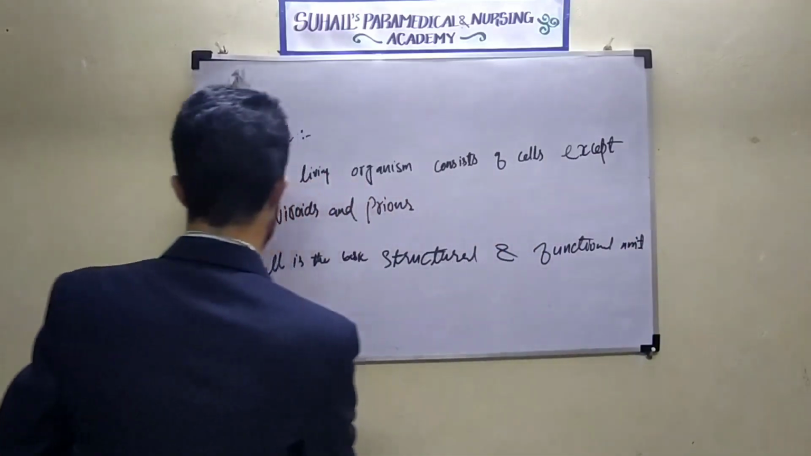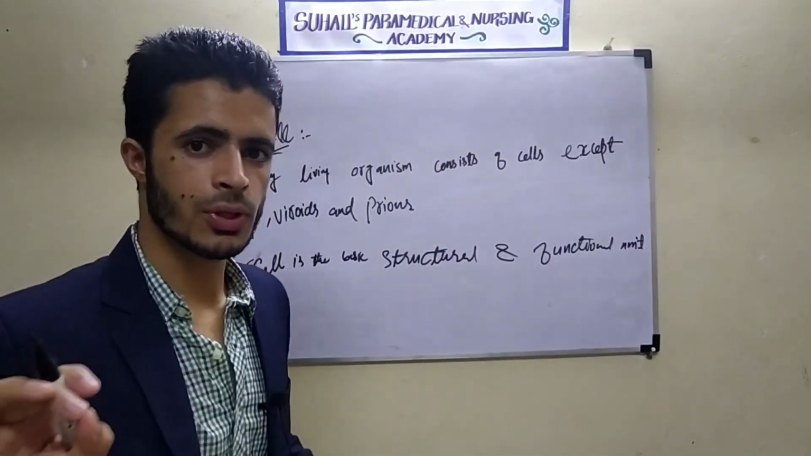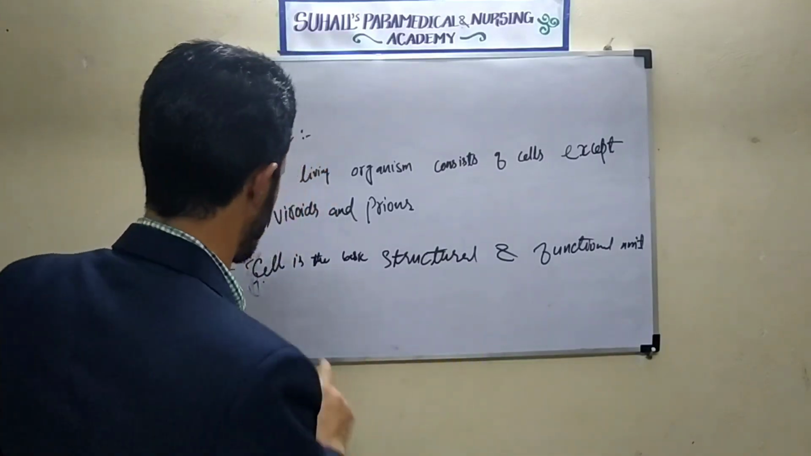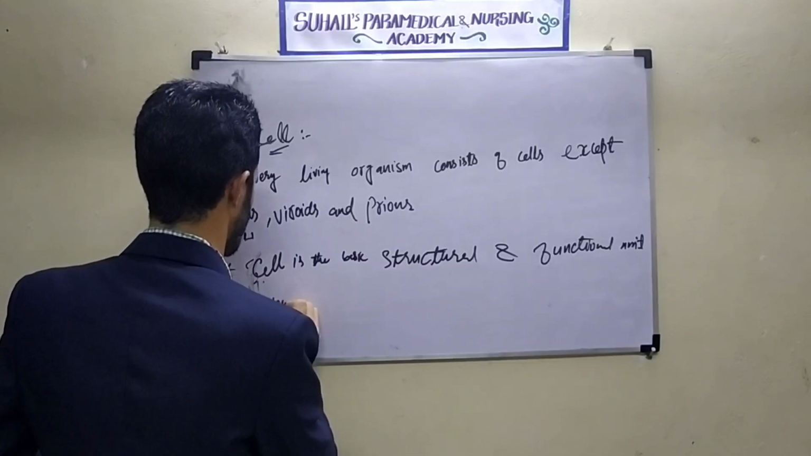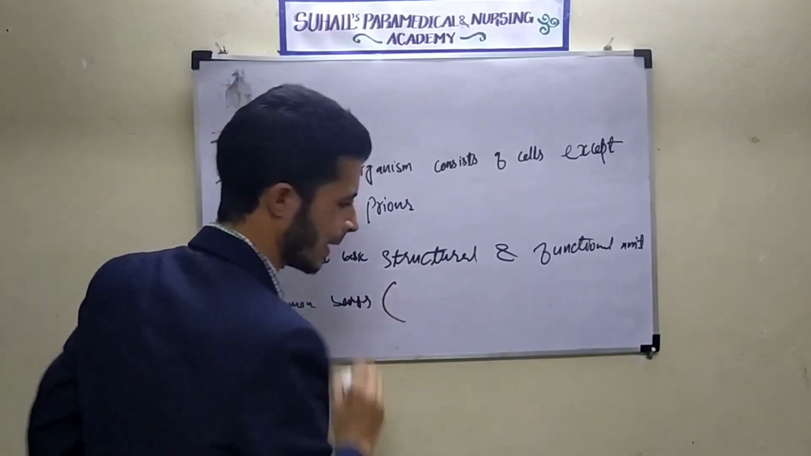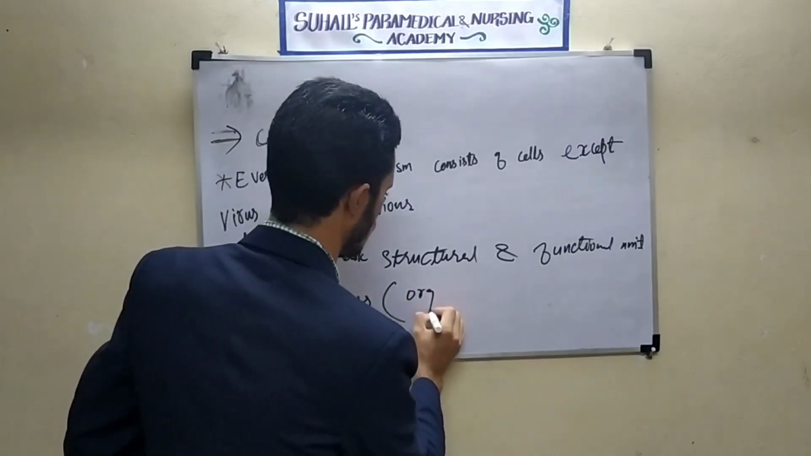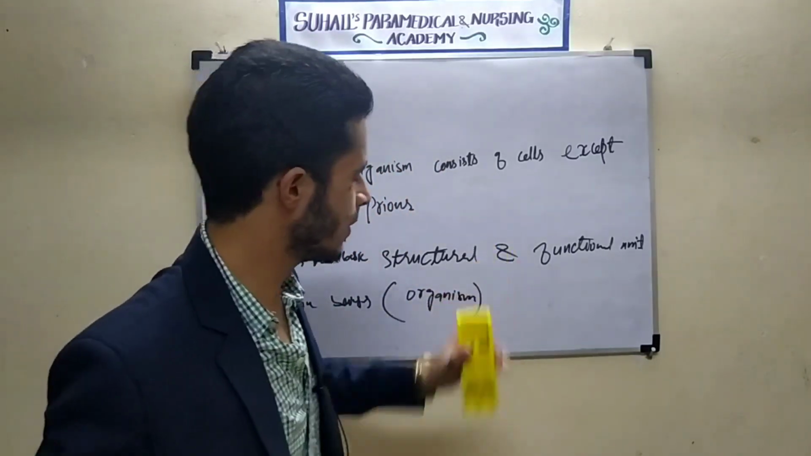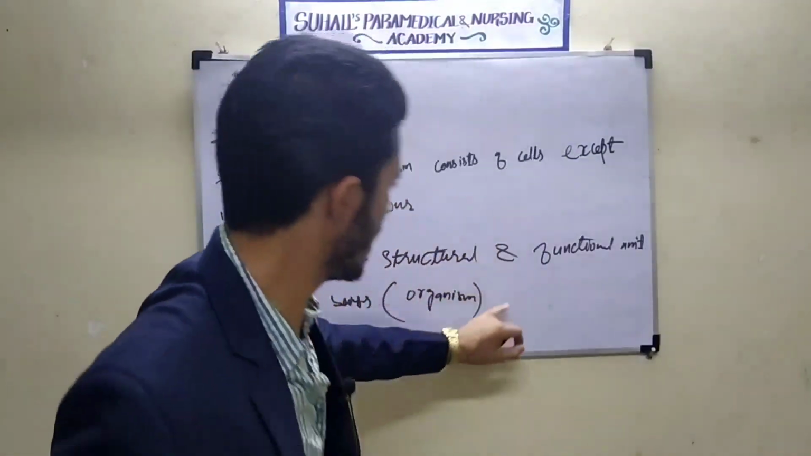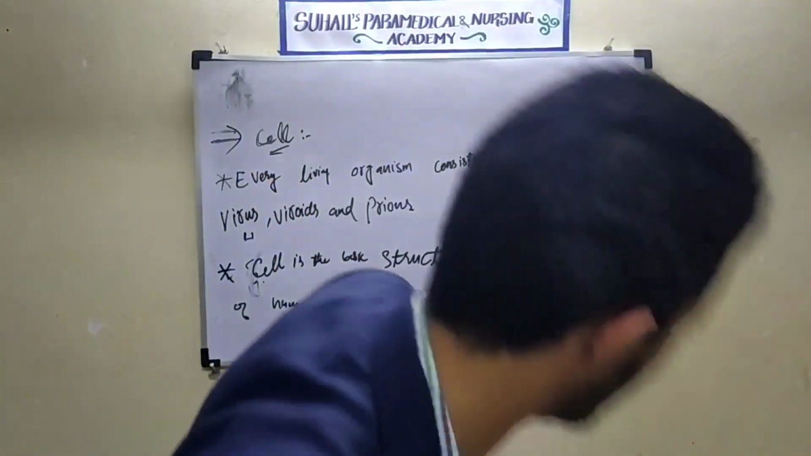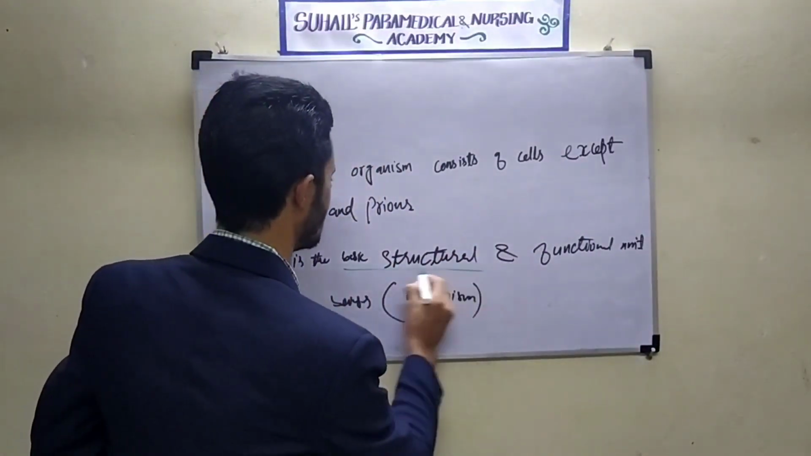Functional unit of living organism, here we are going to explain human being. We will study the cell of human being. We will not go into depth. That is the basic structure of human being, or it can be any other organism. Here I will write in the bracket, organism. I already told which organisms are having cells. So I told that it is the basic structure.